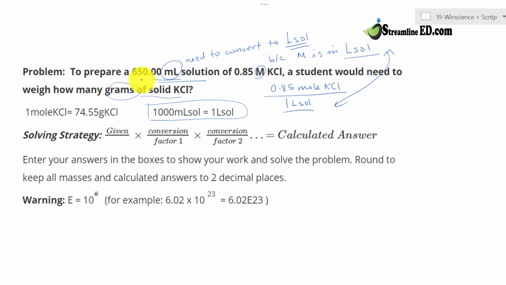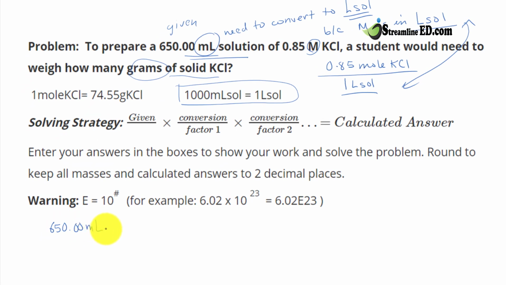First of all, we have our milliliter. This is your given, and of course, we're going to write it down. It doesn't matter if it's not liter, we're going to convert to liter right now. So we have 650.00 milliliter of solution.